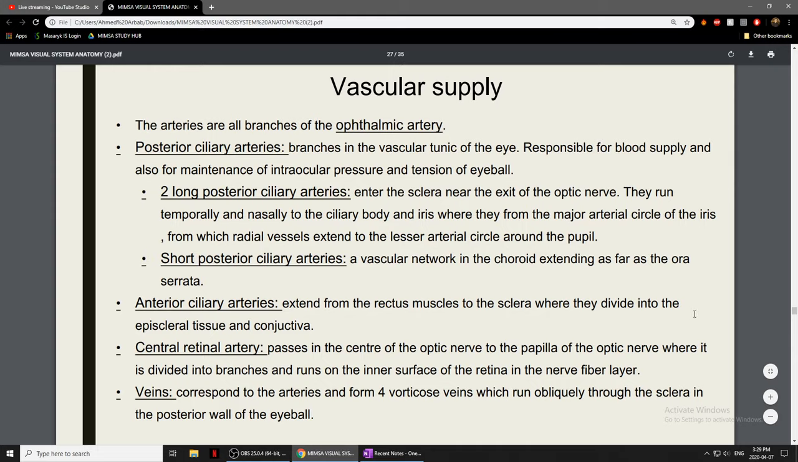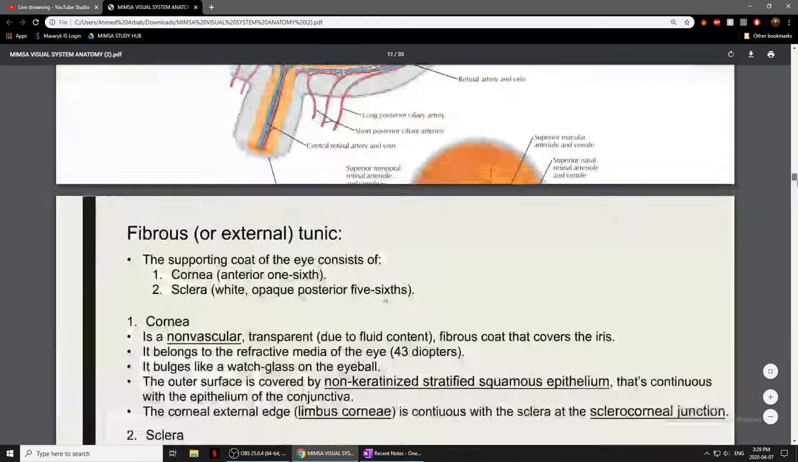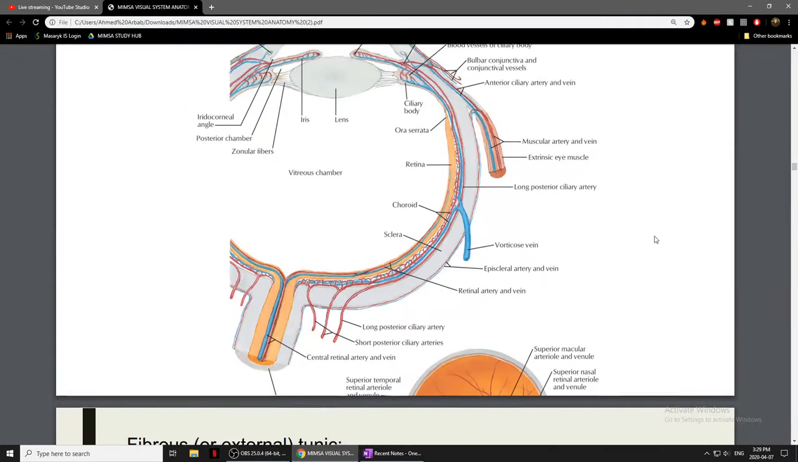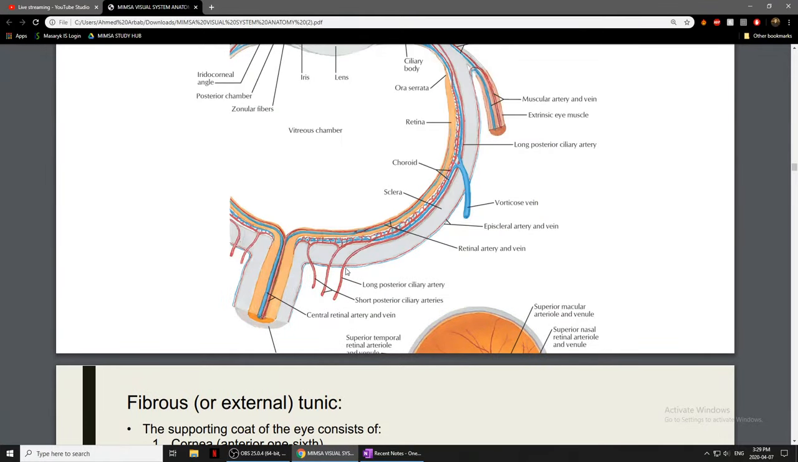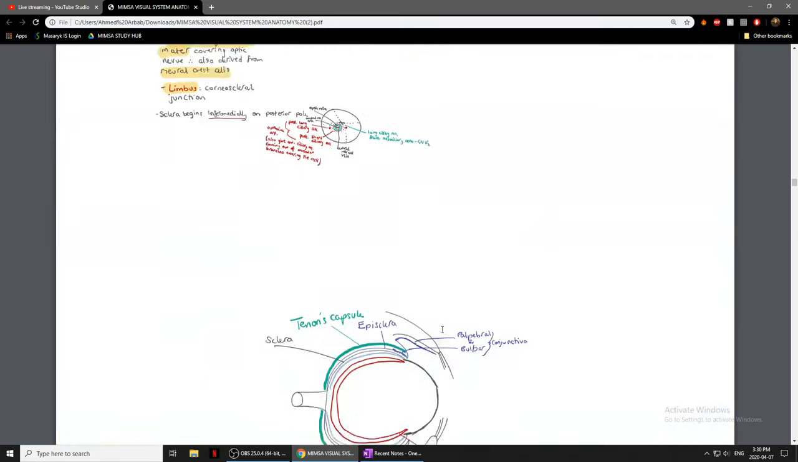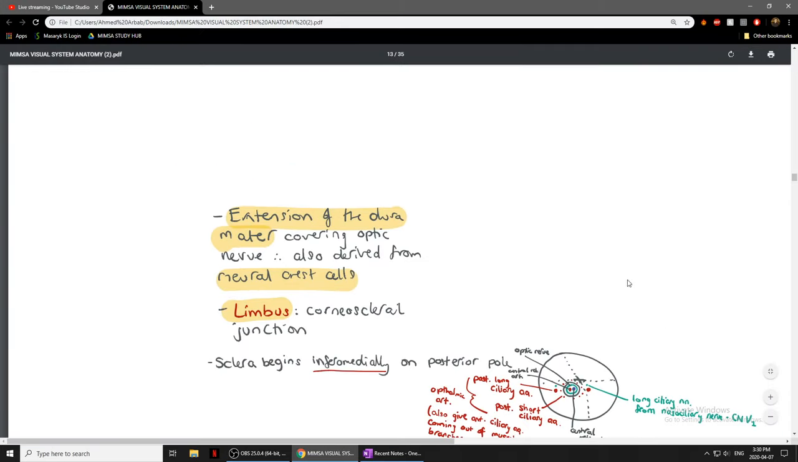So let me just go all the way up to the... So we can talk about the central retinal artery right here with the optic nerve, the short posterior ciliary arteries which made a circle around the optic nerve in that diagram that I showed you, and then the long posterior ciliary arteries which were one on either side of the optic nerve, and then finally we have the vorticose veins, there are four on each side, so just imagine four.